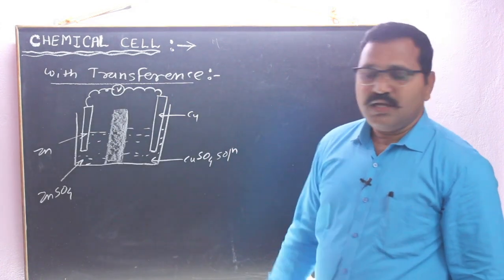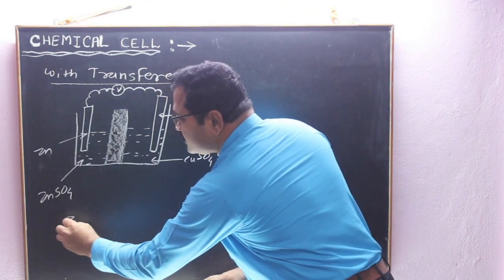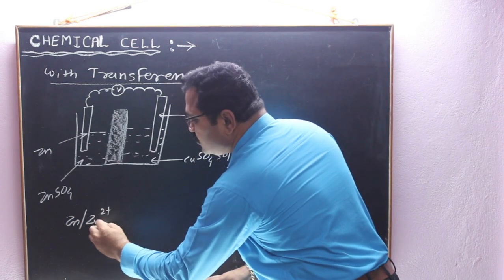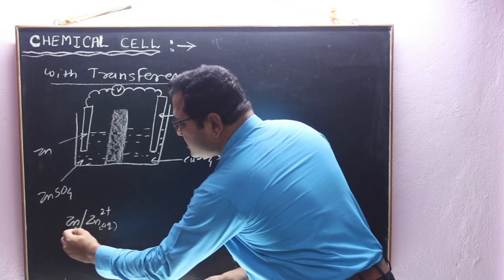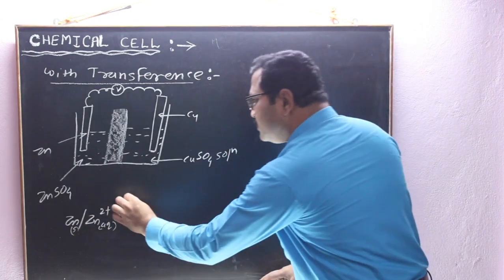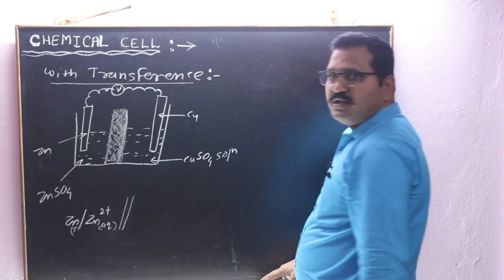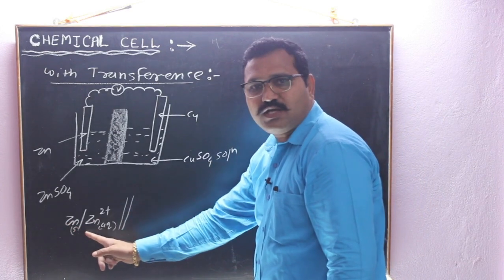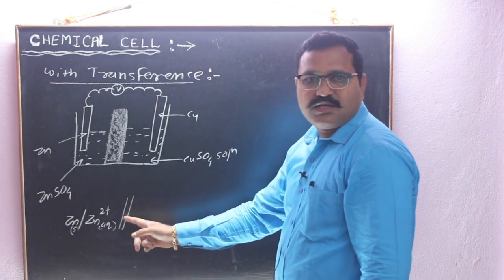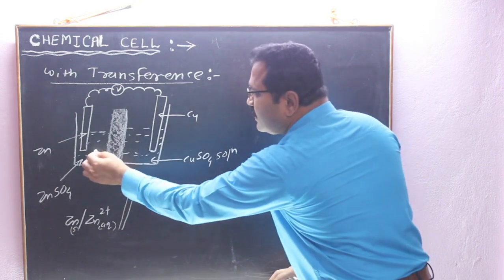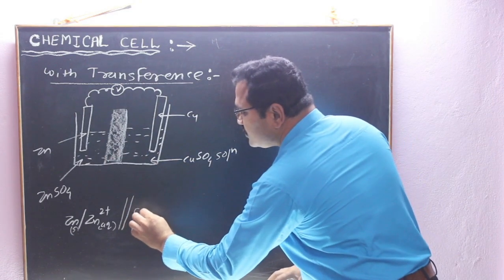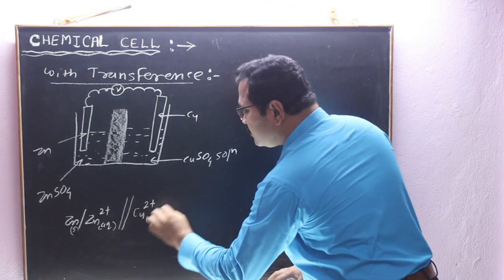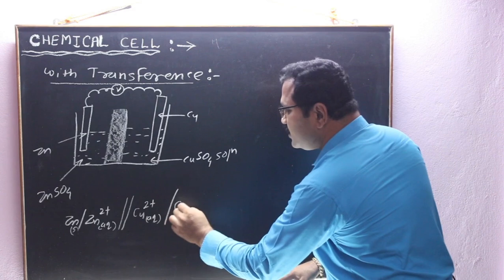Example, how will you represent it? Zn is in direct contact with Zn2+ ion solution, aqueous solution. Zinc is in solid state. There is a porous partition. Single vertical line indicates direct contact. Double vertical line indicates indirect contact. Indirect contact with Cu2+ solution in aqueous state, in which the copper rod is in direct contact.